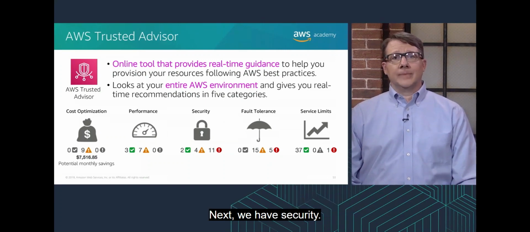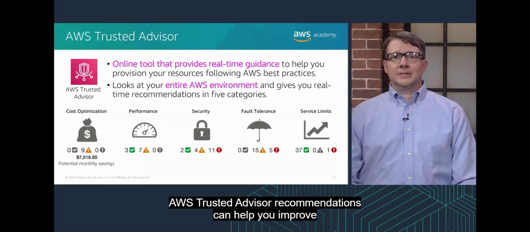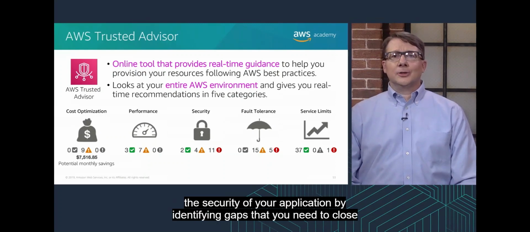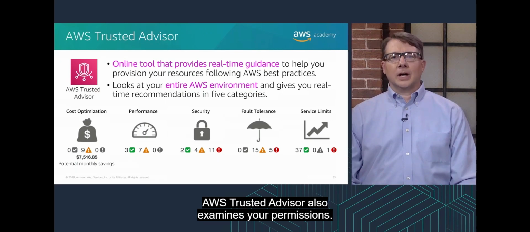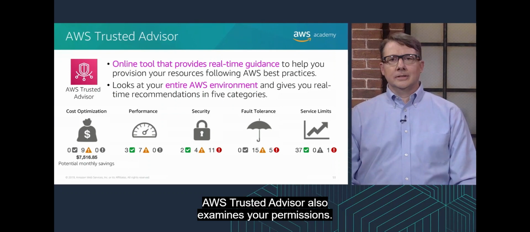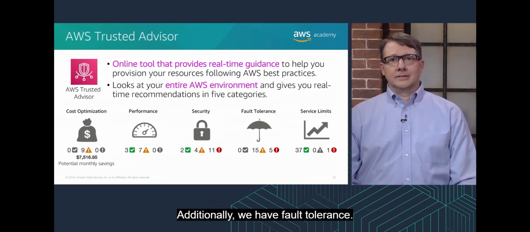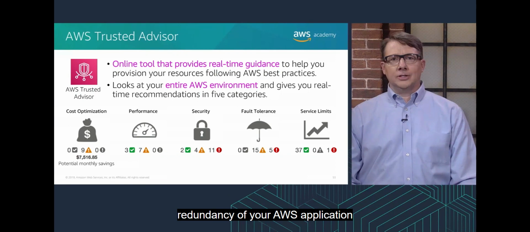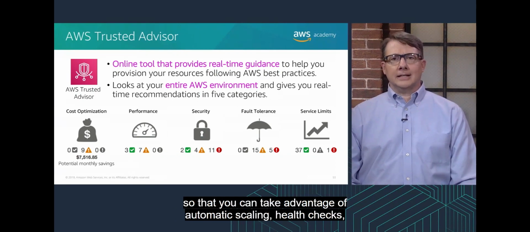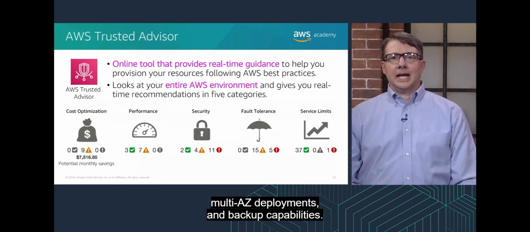Next, we have security. AWS Trusted Advisor recommendations can help you improve the security of your application by identifying gaps that you need to close and various AWS security features that you need to enable. AWS Trusted Advisor also examines your permissions. Additionally, we have fault tolerance. AWS Trusted Advisor recommendations can help you increase the availability and redundancy of your AWS application so that you can take advantage of automatic scaling, health checks, multi-AZ deployments, and backup capabilities.